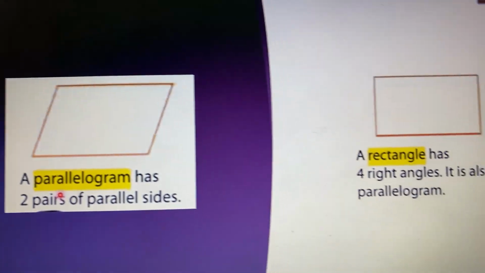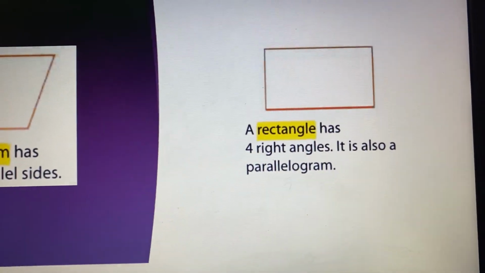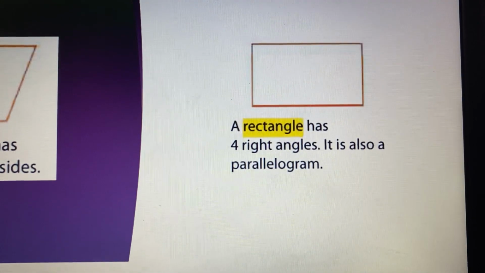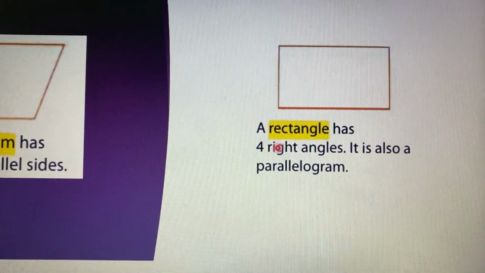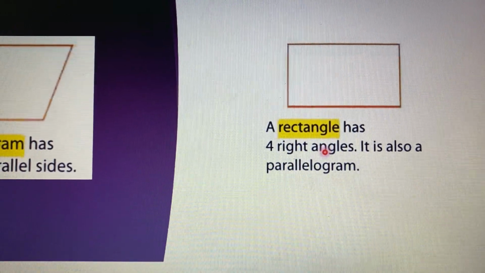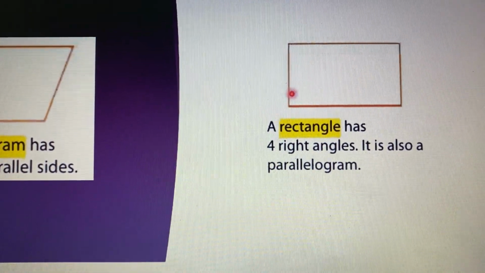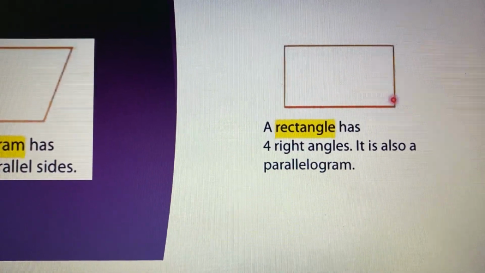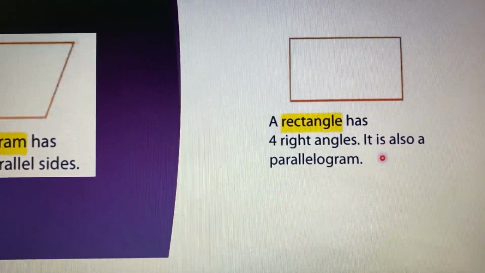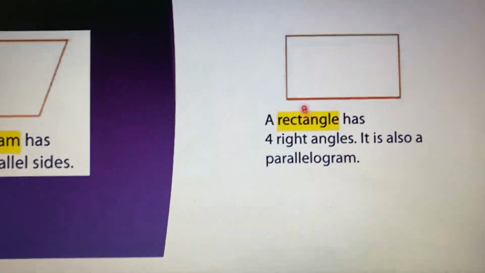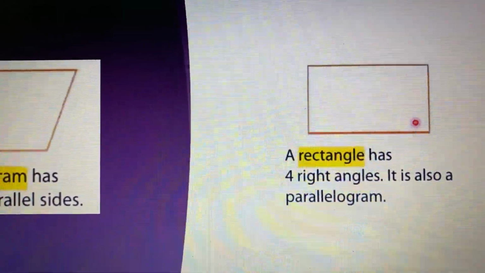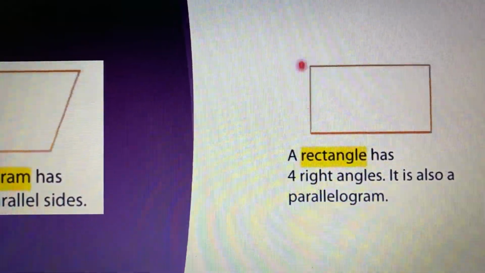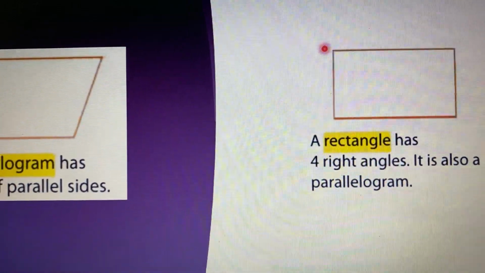Now, we have an easy one, a rectangle. A rectangle has four right angles. This is the first thing. Four right angles. Look at the angles. All of them are right. And it is also a parallelogram because the top and the bottom sides are parallel. The right and the left are also parallel.